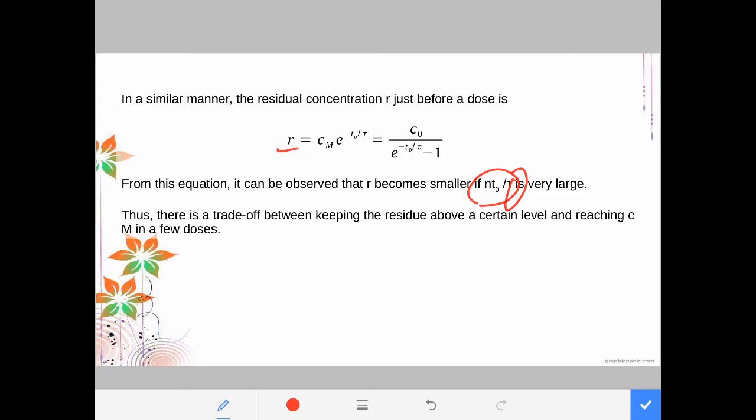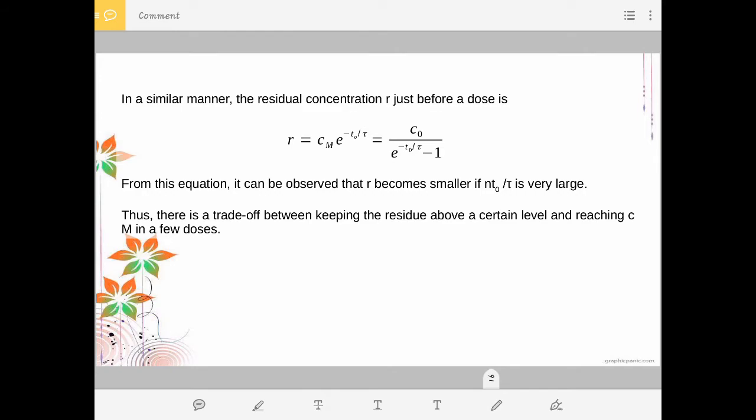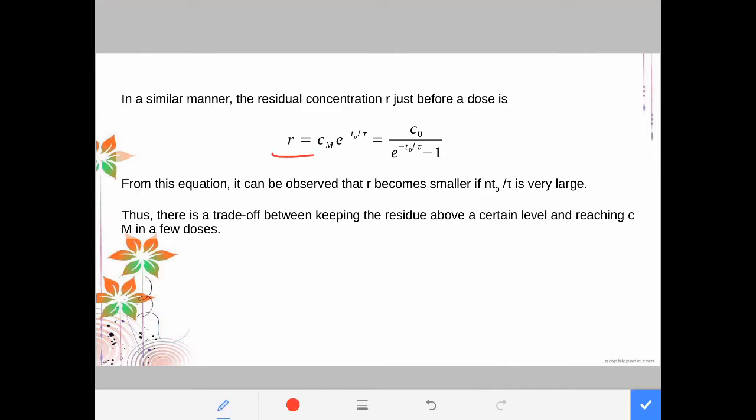So we now have a trade-off between keeping a residue above a certain level and reaching Cm in a few dosages. The reason we need to look at the lower limit and the upper limit is because, in drug administration, although drugs help you get well, they can be poisonous if taken too much. So we do not want to exceed the limit, and we usually set the limit as the safe limit. We cannot exceed the safe limit, Cm, with our dose. But at the same time, we do not want the concentration of the drug to fall below a certain threshold.